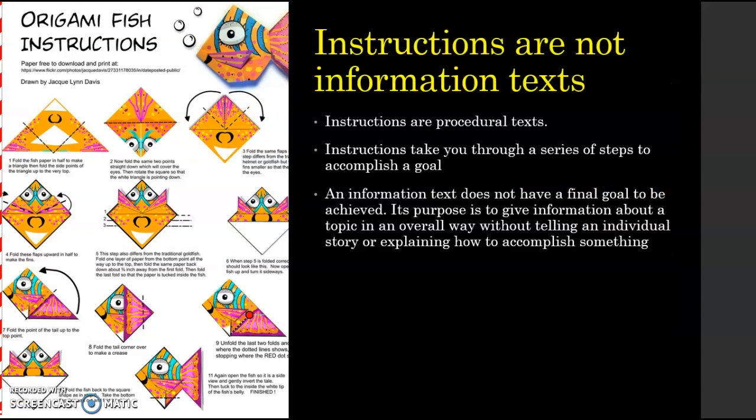On a similar level, instructions are not information text. Instructions are procedural texts in that they give a series of steps to help you to achieve a goal, to make a cake or fix something. Information texts don't have a final goal for the reader to accomplish. It's more about giving you an overall idea about a topic, while instructions are giving you steps towards a goal that you should accomplish.